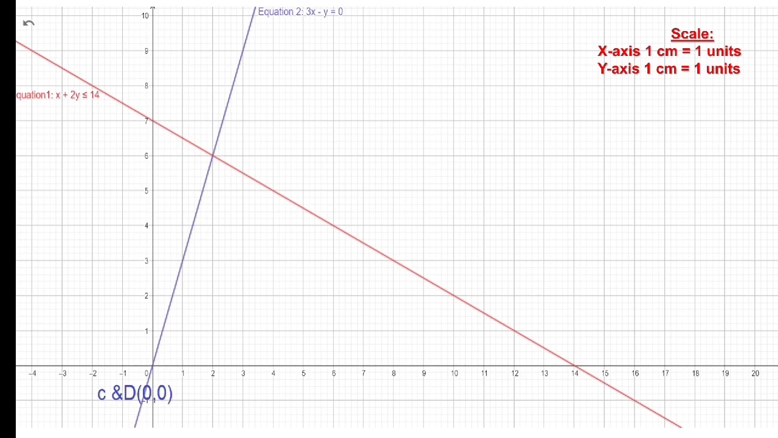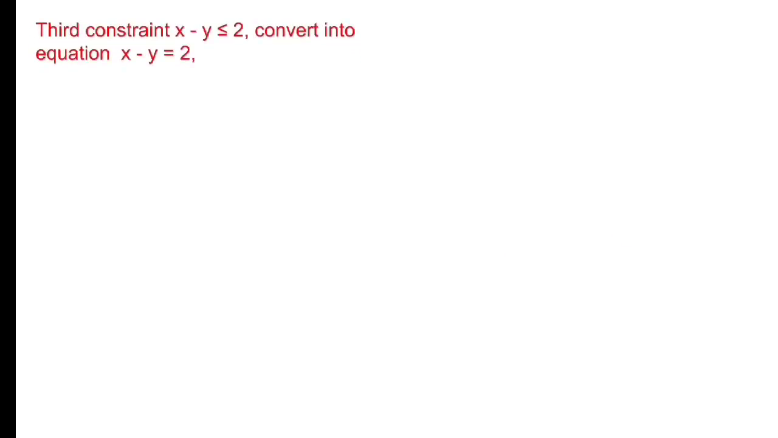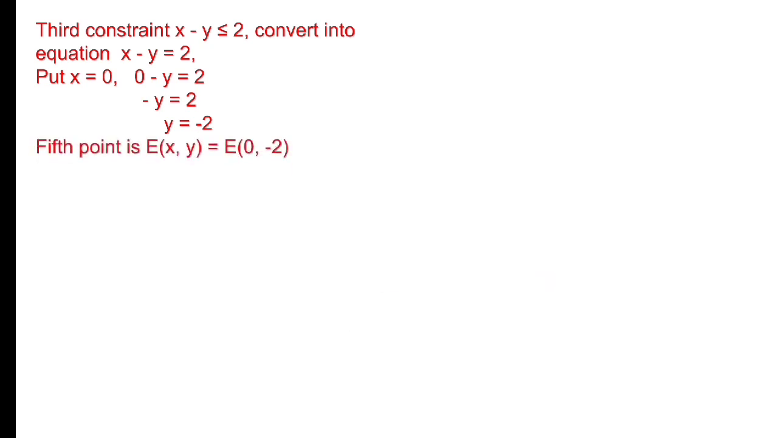Then we go to the third constraint: x minus y less than or equal to 2. We convert it into the equation x minus y equal to 2. Then put x equal to 0: 0 minus y equal to 2, then minus y equal to 2, therefore y equal to minus 2. Therefore the fifth point is E of x comma y equal to 0 comma minus 2.